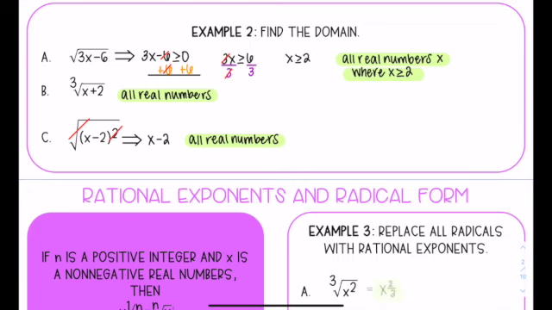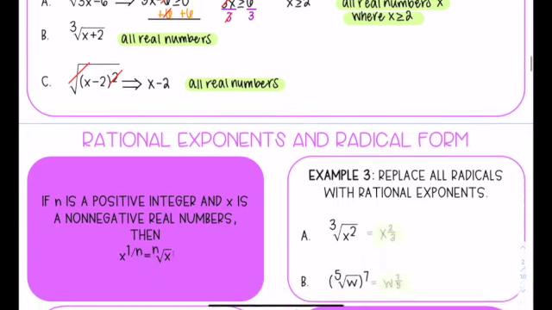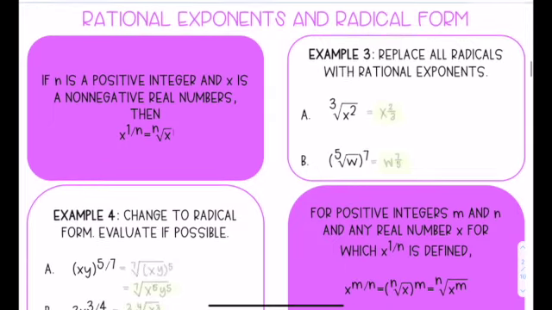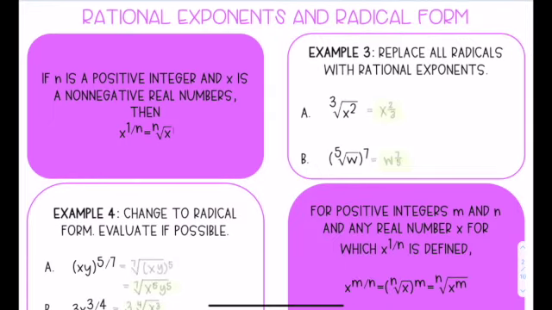Let's go ahead and talk about rational exponents and radical form. If n is a positive integer and x is a non-negative real number, then x to the 1 over n is the nth root of x. So the denominator becomes the index, and the 1 is still the power of x. That does not change.